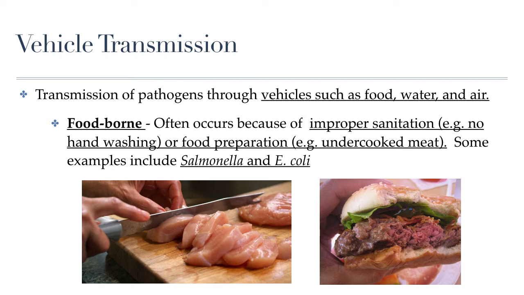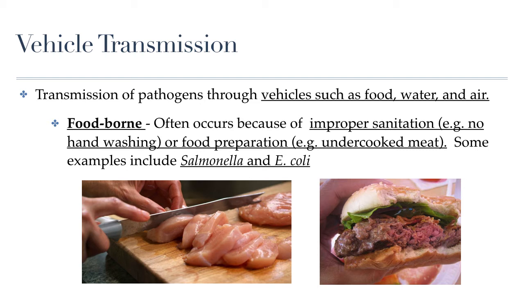Oftentimes it could also be through undercooking food. If there is a pathogen, like say a bacteria in meat or chicken or any other food, and you don't cook it at a high enough heat, then the bacteria will not die and you can be sick from that. Two common ones you would have heard about, say for example, salmonella. Salmonella is a disease caused by a bacteria that is transmitted through undercooked poultry, so usually chicken and eggs.